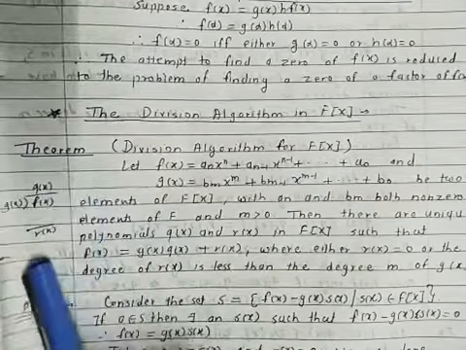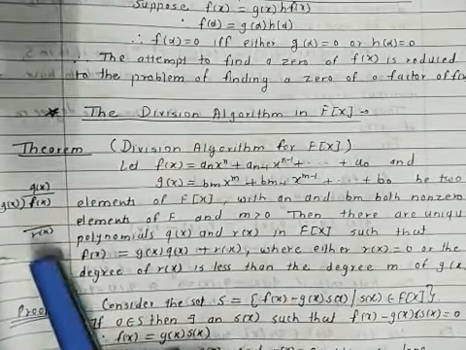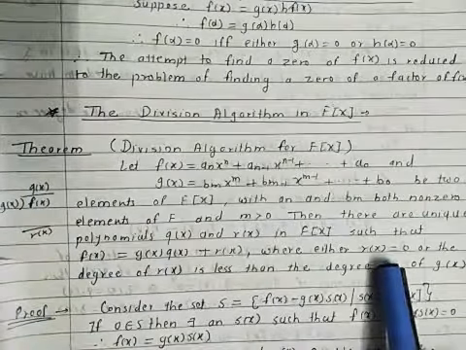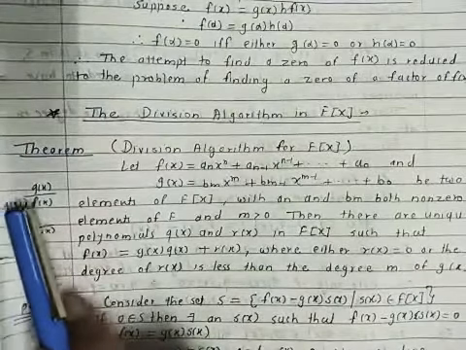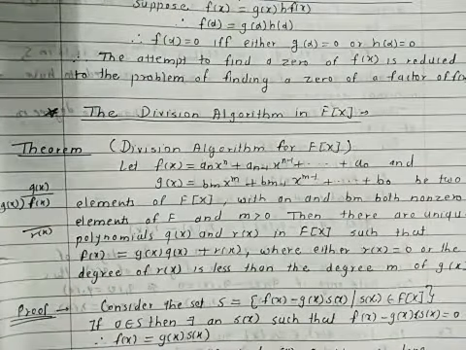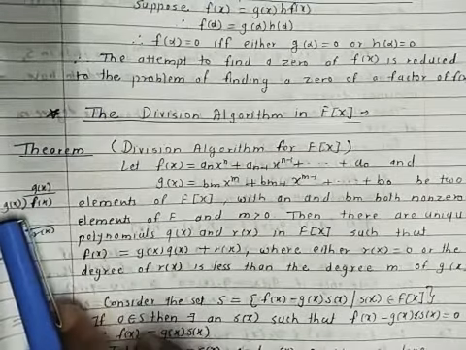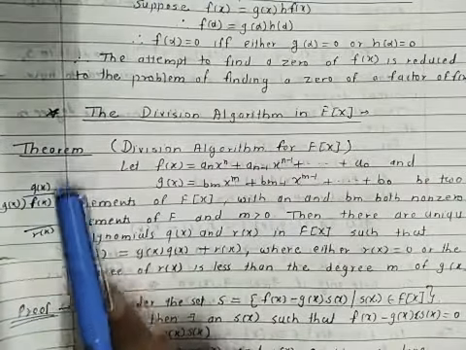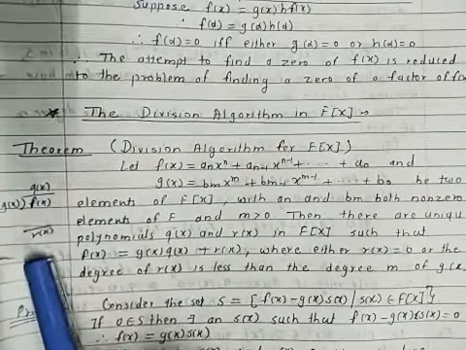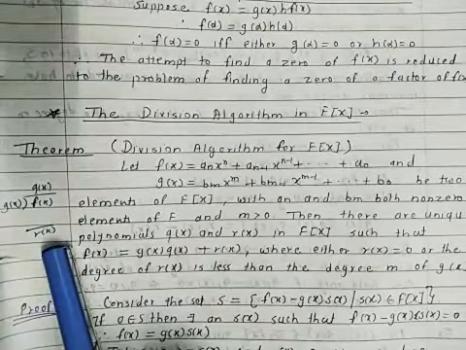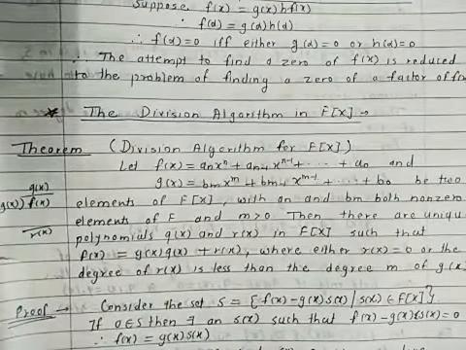We know this algorithm for numbers. Similarly it applies for polynomials, where either r(x) is 0, meaning the remainder is 0, or the degree of r(x) will be less than the degree of g(x). So this is the division algorithm. If we divide f(x) by g(x), then we get two polynomials q(x) and r(x) such that f(x) is g(x) q(x) + r(x), where either r(x) is 0 or the degree of r(x) is less than the degree of g(x).